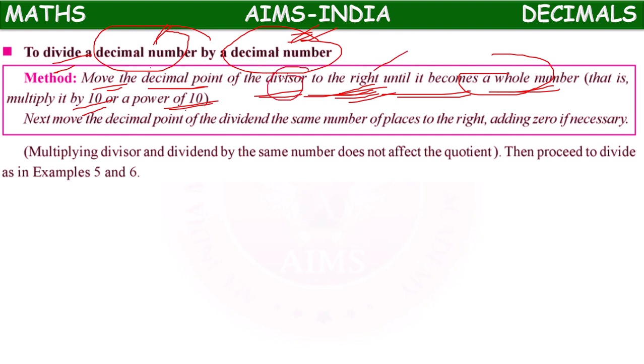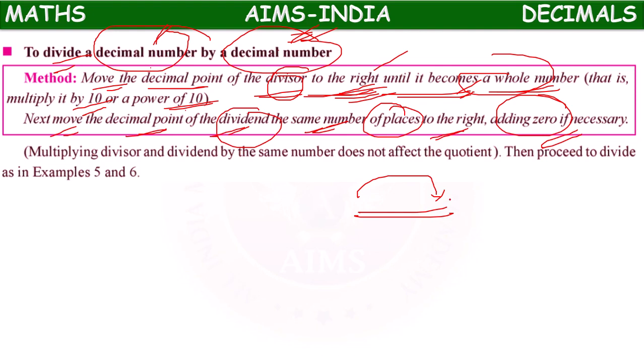In the divisor, we have to move the decimal point to the right until it becomes a whole number. Next, move the decimal point of the dividend the same number of places to the right, adding 0 if necessary. In whatever way we move the decimal point in the divisor, in the dividend also, to balance that, we have to move the decimal point. If necessary, we take 0 also, and we balance in that way.